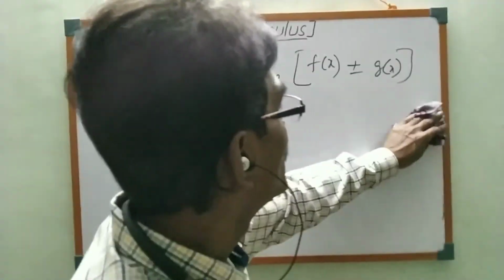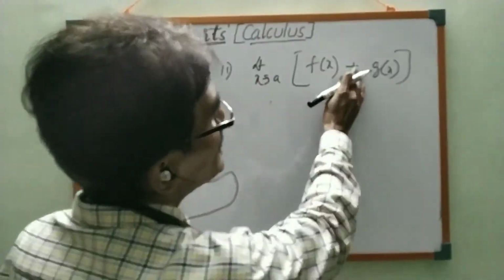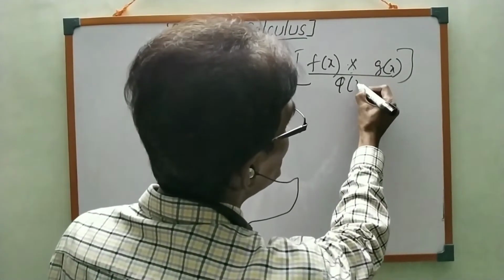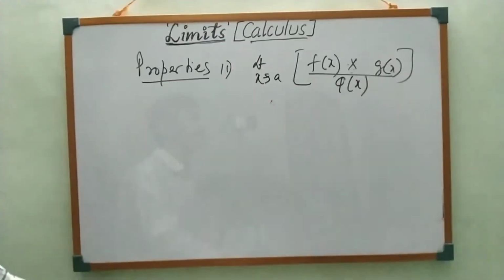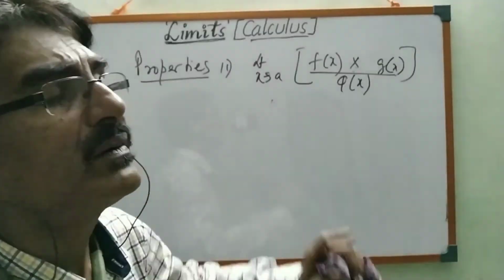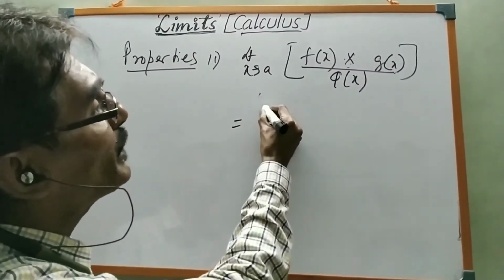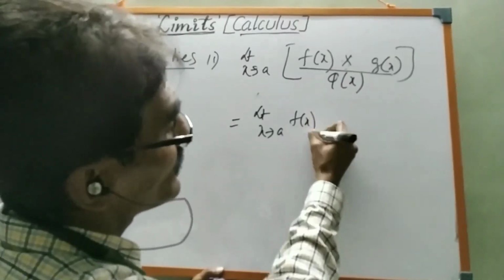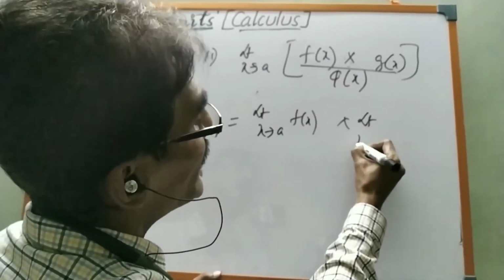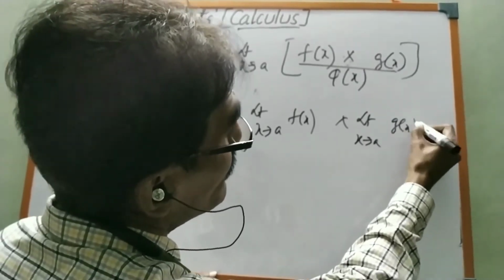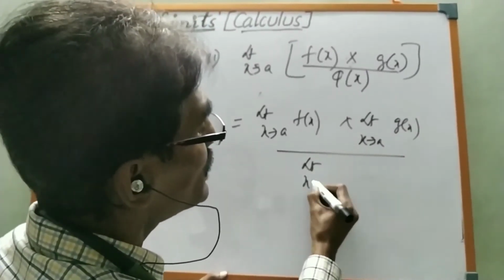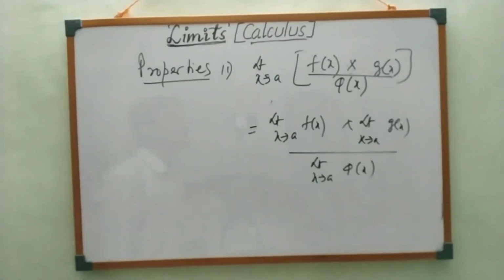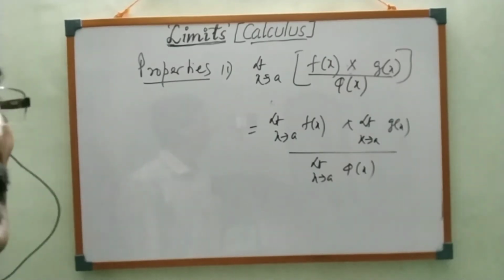Look at the board. Second property: limit of this function into this function, or at a time I am taking a quotient, a division function like phi x. You see, between the three functions there is a multiplication sign and here a division sign. The limit will also be distributed with all the functions, like limit of first into limit of second divided by limit of third. The limit we will take with all the functions. When we do the sum, we will apply it.